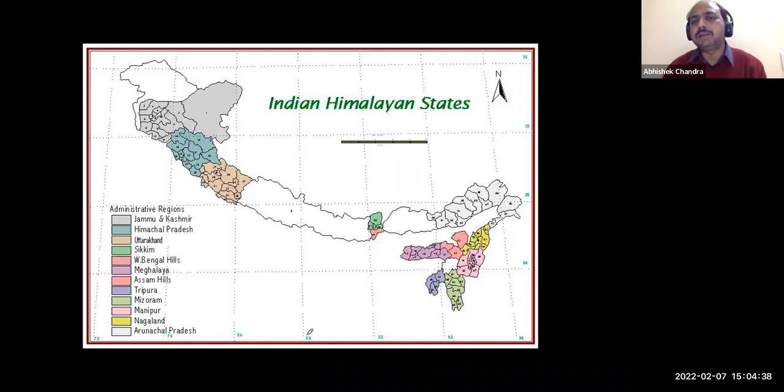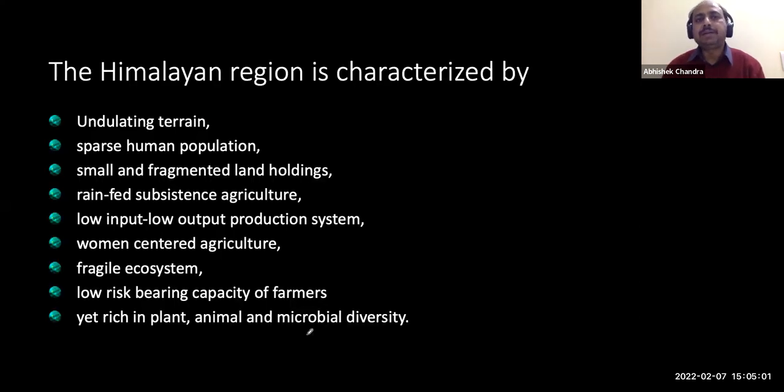I am going forward and taking one or two slides from the previous presentation, because it will focus on the Indian Himalayan states. You can recall we focused on the Himalayan states in the central Himalayas, that is Himachal and Uttarakhand. The Himalaya as a region has undulating terrain, dispersed human population, small land holding fragmentation, rain-fed subsistence agriculture, and a low input, low output production system.